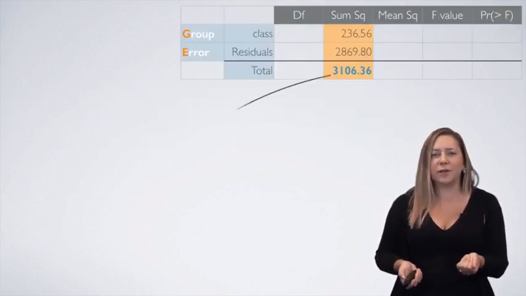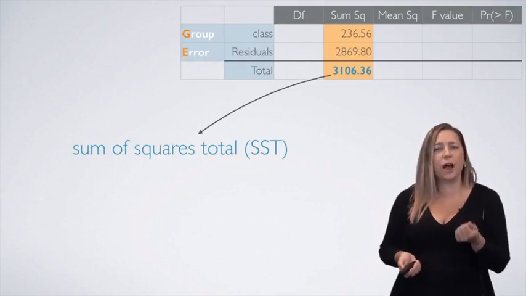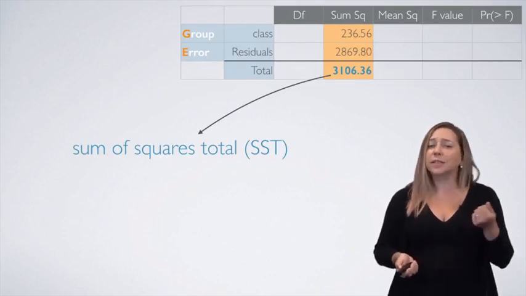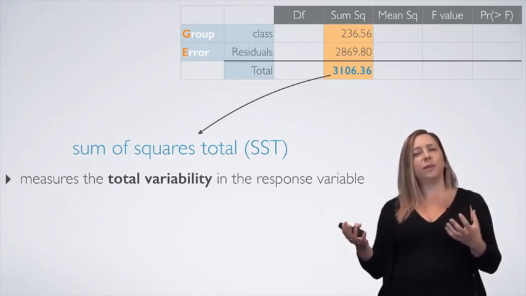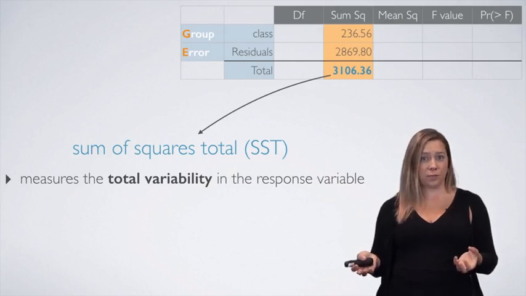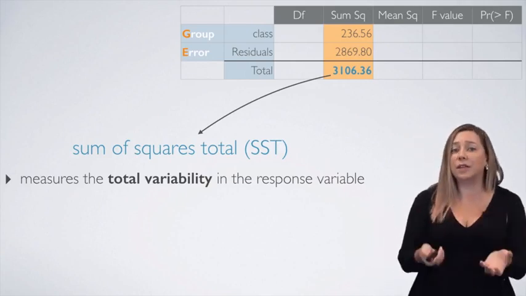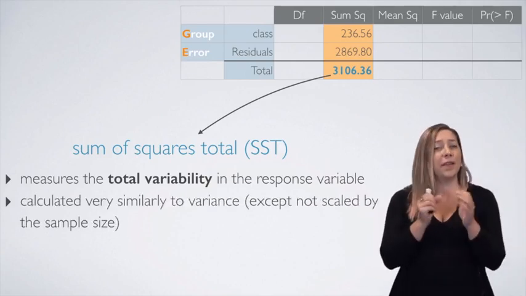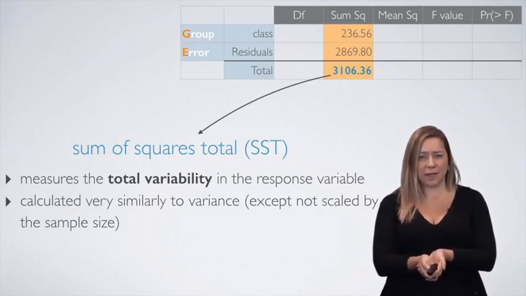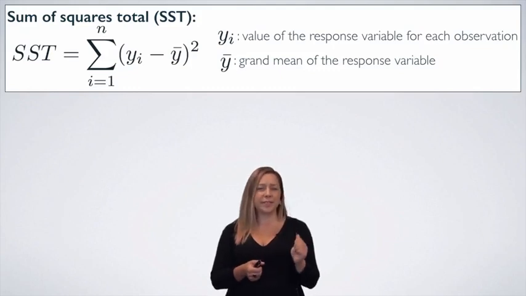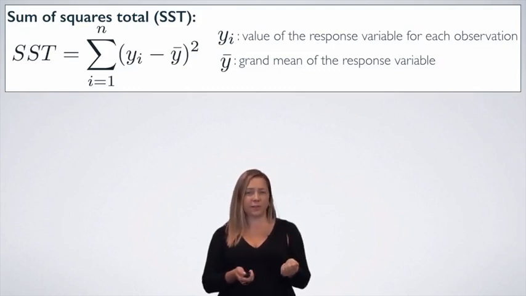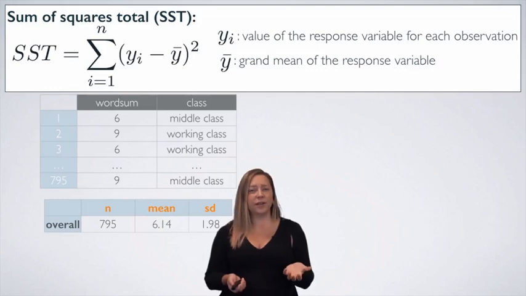The last value in this column is sum of squares total, commonly referred to as SST. This value measures the total variability in the response variable. In this case, that would be the variability of vocabulary scores. This value is calculated very similarly to variance, except that it is not scaled by the sample size. More specifically, this is calculated as the squared deviation from the mean of the response variable. We have 795 observations in our data set, and the mean vocabulary score is 6.14.